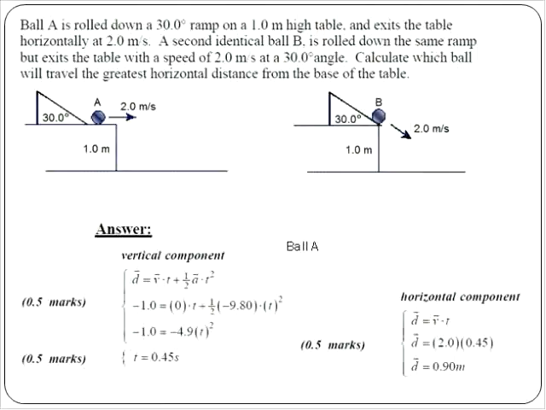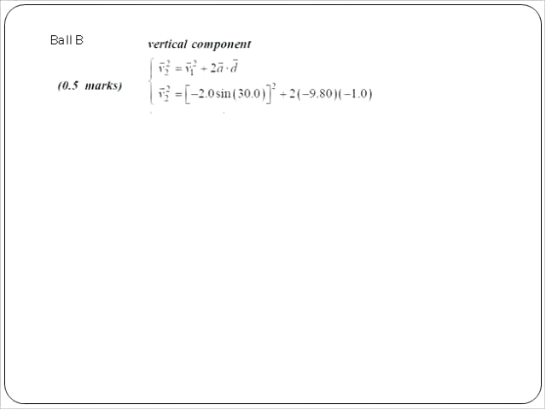Now for ball B, you've got to be careful because remember you have to find components for this one. So the V1 is going to be a negative 2.0 times the sine of 30, but it's all squared. And remember, when you square it, that negative sign is not going to matter. But the reason that negative sign is there in the first place is because it's a downwards launch. Anytime you have a downwards launch, it's always negative.